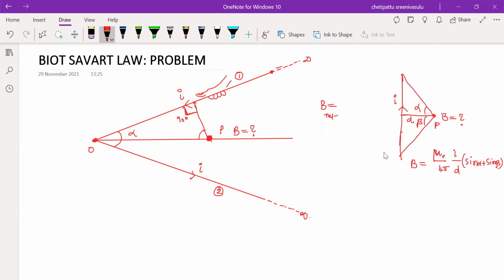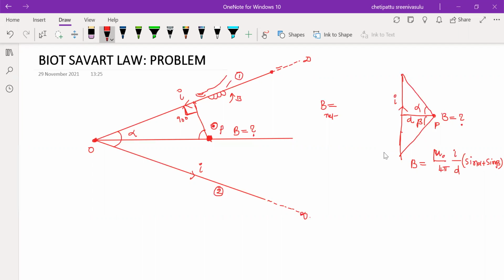Stretch your thumb along the direction of the current and curl your fingers. The curling finger direction indicates the magnetic field direction. So, due to this first conductor, the magnetic field will be out of the plane.